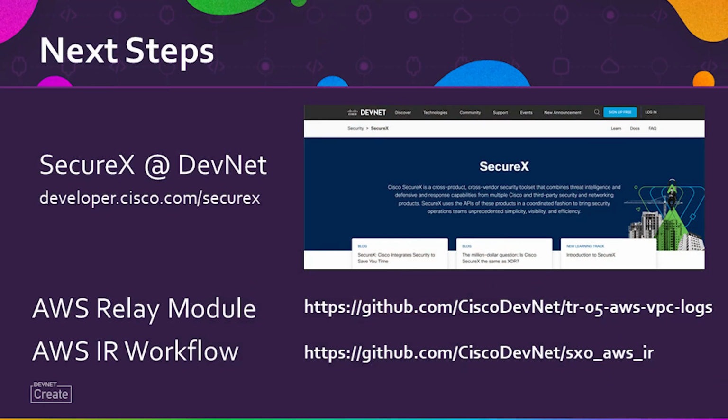For additional capabilities and additional resources, go out to developer.cisco.com/security and find these SecureX modules and additional response workflows that are available out there. In addition, you can browse the two projects that Brennan and I presented today on GitHub to pull them into your SecureX and begin to automate and respond to threats in your public cloud environment as well.